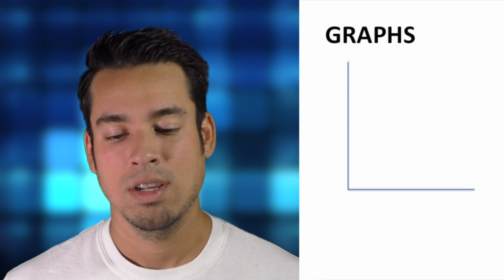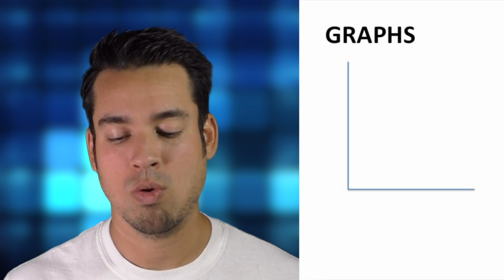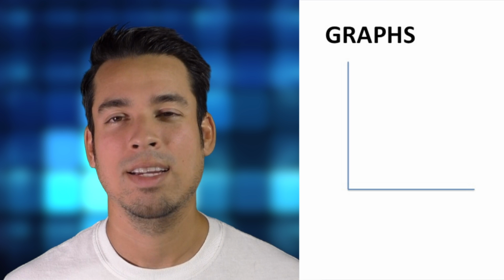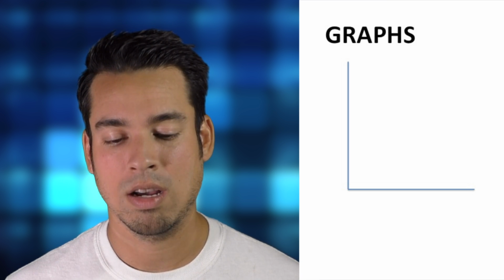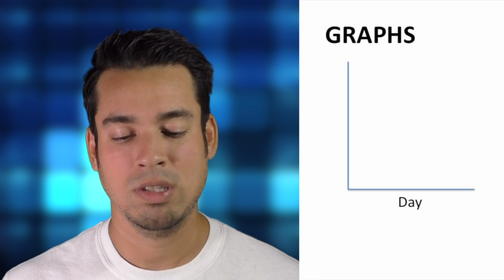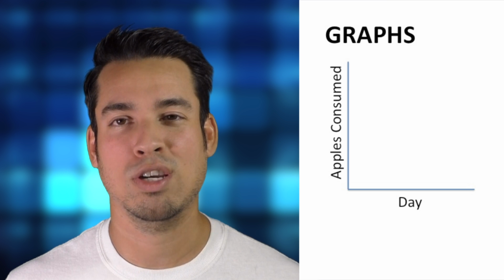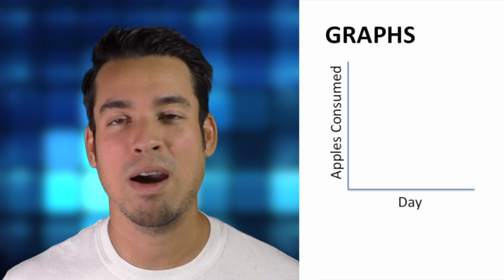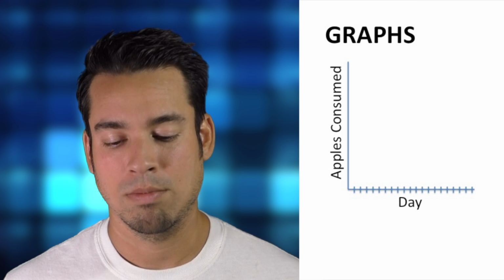Now let's talk about graphs. Graphs usually will have to do with an XY coordinate plane, similar to when you're graphing linear equations. And usually the horizontal axis at the bottom is going to be time. That's usually how graphs present data, not always, but typically. So in this case, we're going to give the example of day at the bottom, so it's the number of days. And we're going to be talking about apples consumed, so how many apples are eaten on particular days.